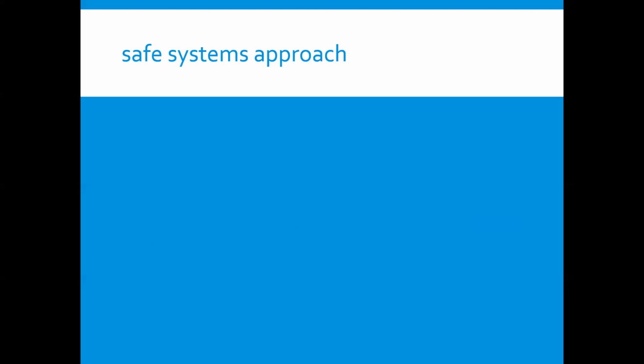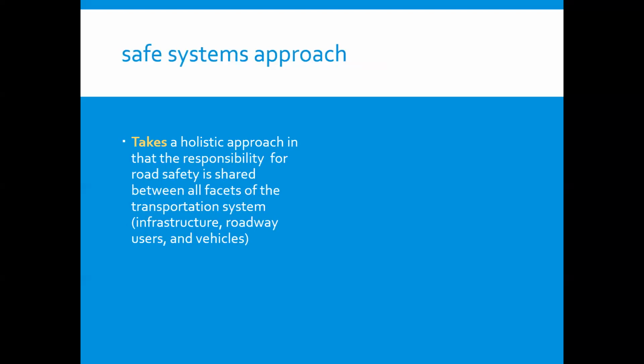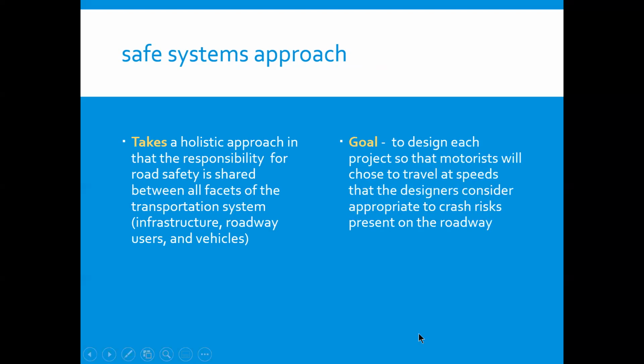Safe systems design takes a holistic approach in that the responsibility for road safety is shared between all facets of the transportation system: infrastructure, roadway users, and the vehicles. Goals: to design each project so that motorists will choose to travel at a speed that the designers consider appropriate to the crash risks present on the roadway.